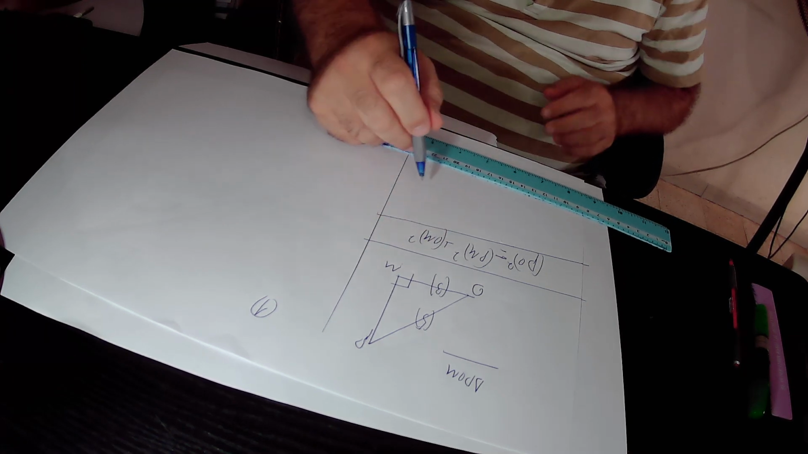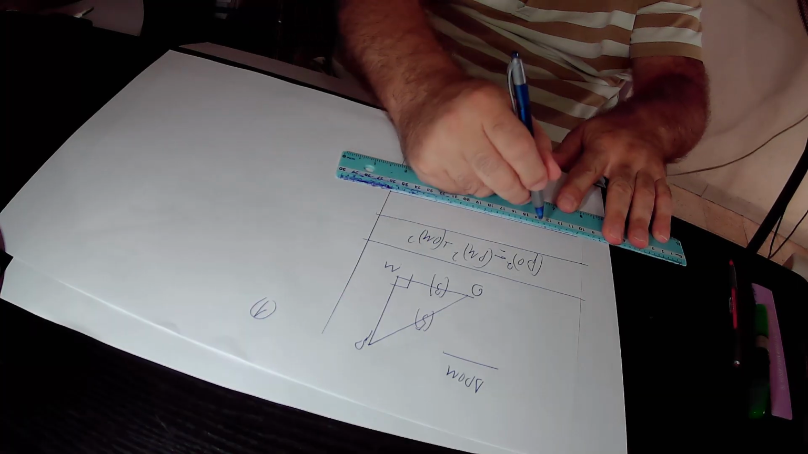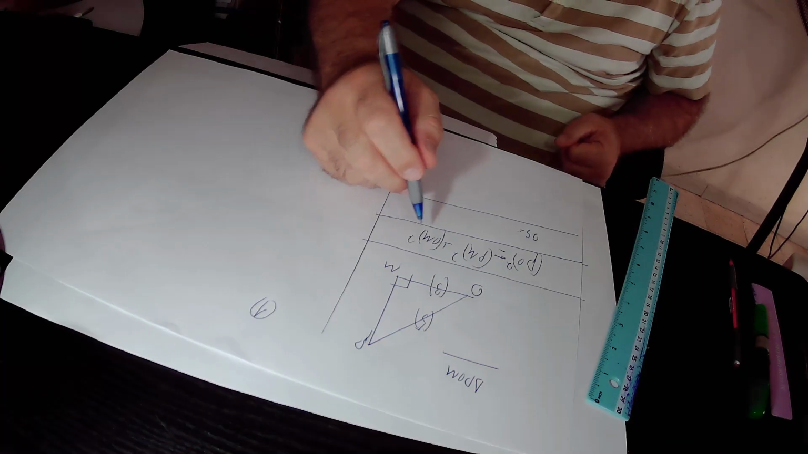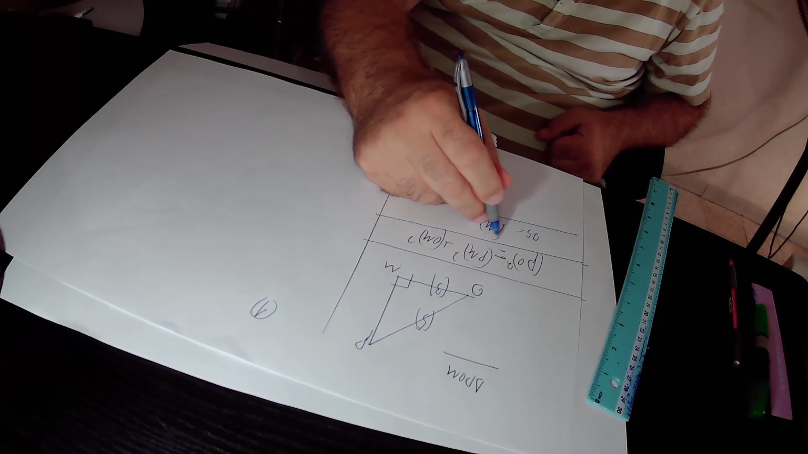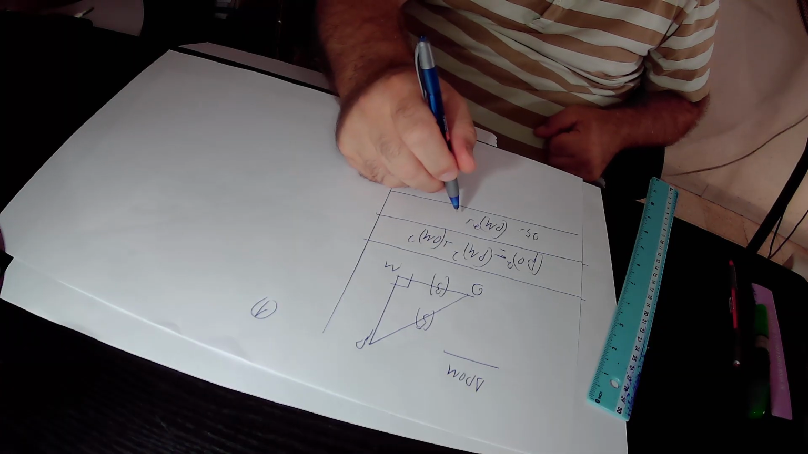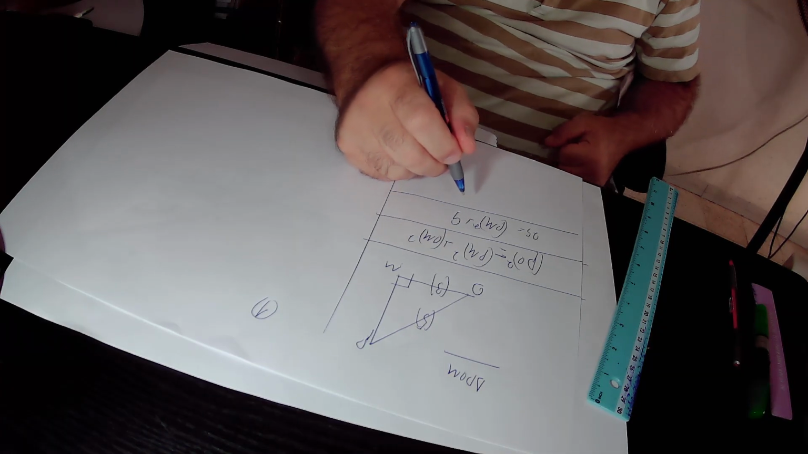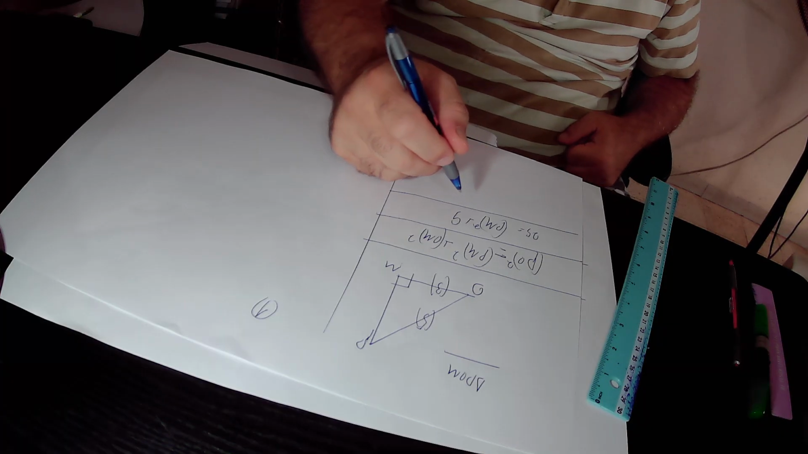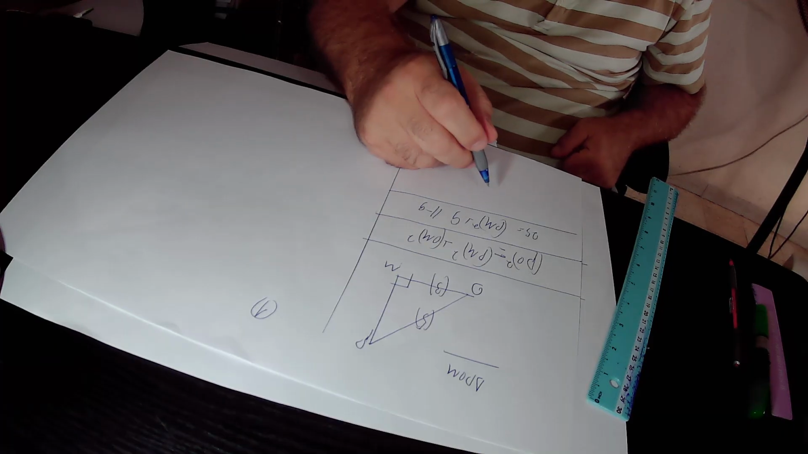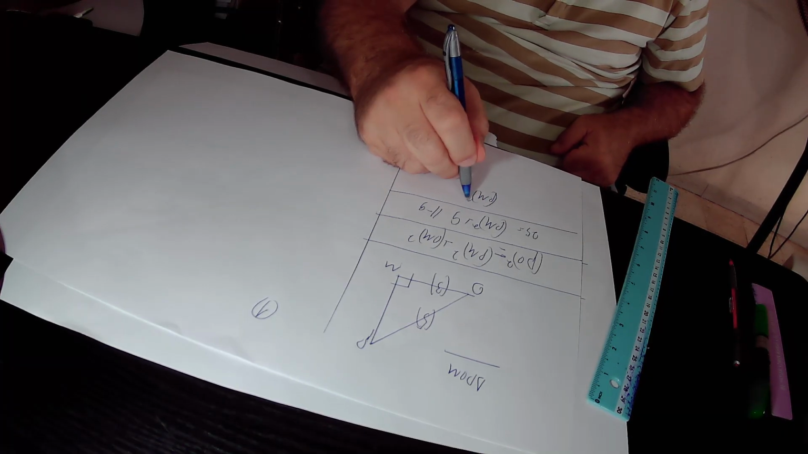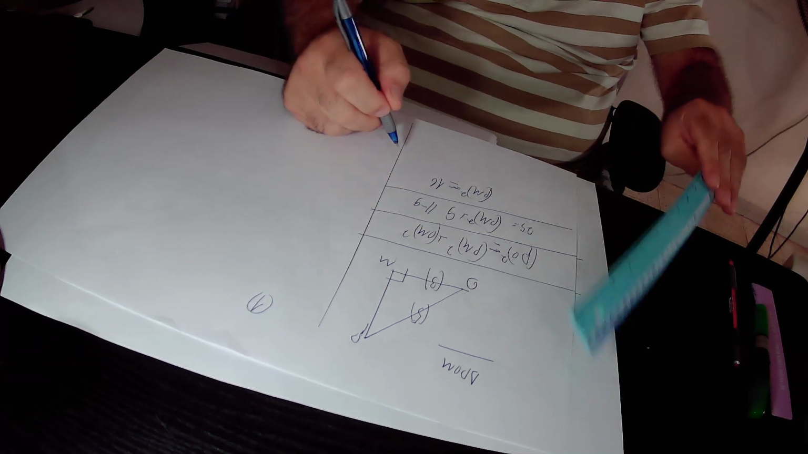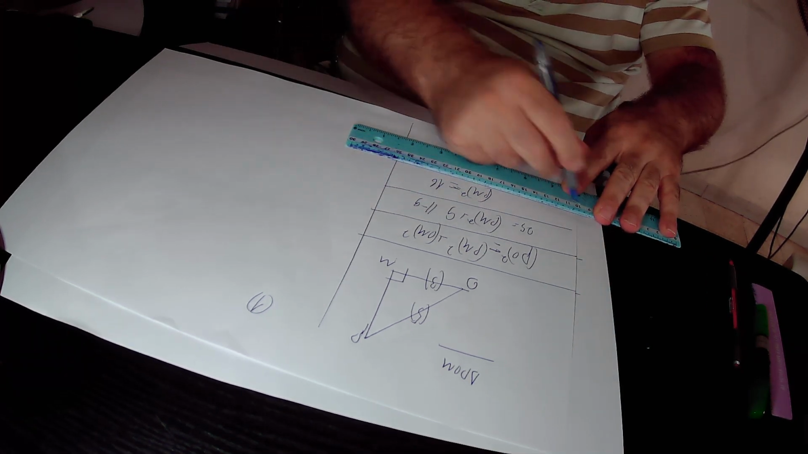PO is 5, therefore PO square is 5 squared, that is 25. And it is equal to PM square plus OM square. PM is the missing side, so we leave it as it is. OM is 3, therefore OM square is 3 squared, that is 9. So we found that 25 equals PM square plus 9. Here we subtract 9, and finally we get that PM square equals 25 minus 9, that is 16.